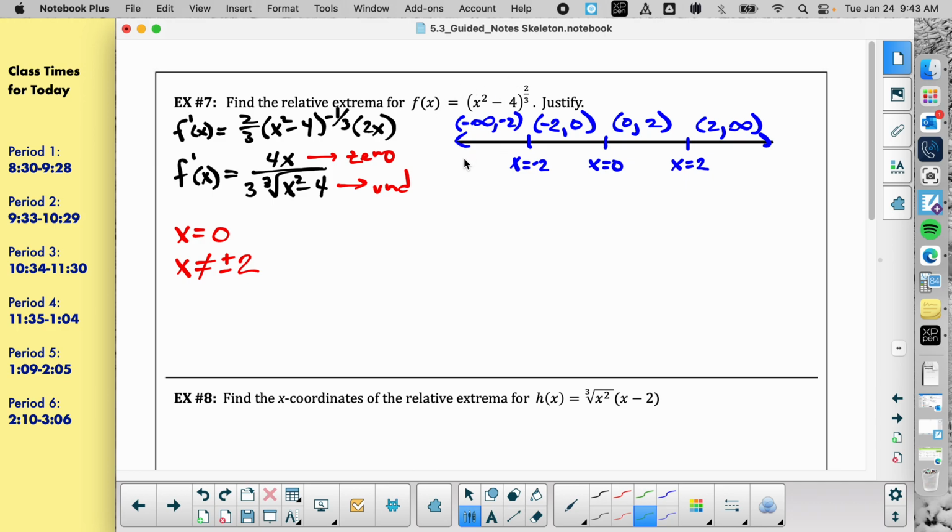Okay, so let me test. I'll just do -10 again. It would make the top of my fraction negative. It would make the bottom of my fraction positive, positive, positive. So I would have a negative top, positive bottom. My derivative would be negative. That was for the first section.